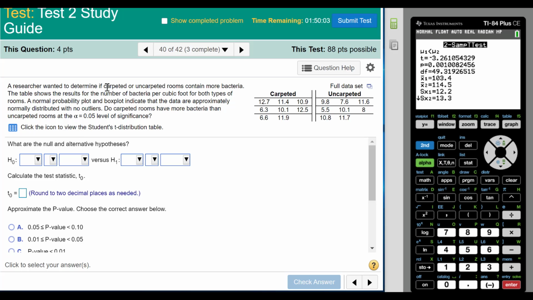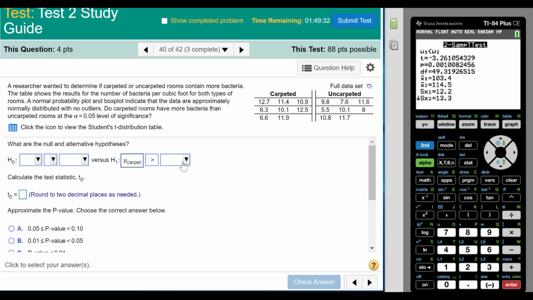A researcher wanted to determine if carpeted or uncarpeted rooms contain more bacteria. The table shows the results for the number of bacteria per cubic foot for both types of rooms. A normal probability plot and box plot indicate that the data are approximately normally distributed with no outliers. Do carpeted rooms have more bacteria than uncarpeted rooms? So more means greater than. And we're gonna have mu carpet here, and definitely mu no carpet.